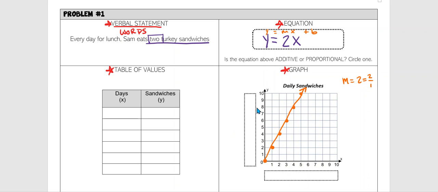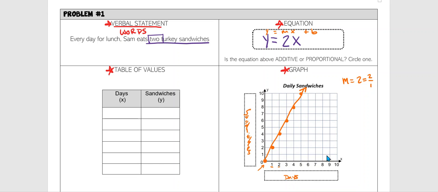Now we also want to make sure we label our graph here. Remember we said that at the beginning, Sam has eaten 0 sandwiches. After 1 day, Sam has eaten 2 sandwiches. After 2 days, Sam has eaten 4 sandwiches. So along the x-axis here, we're going to have days. And along the y-axis, we're going to have sandwiches. I'm having a hard time writing this sideways.